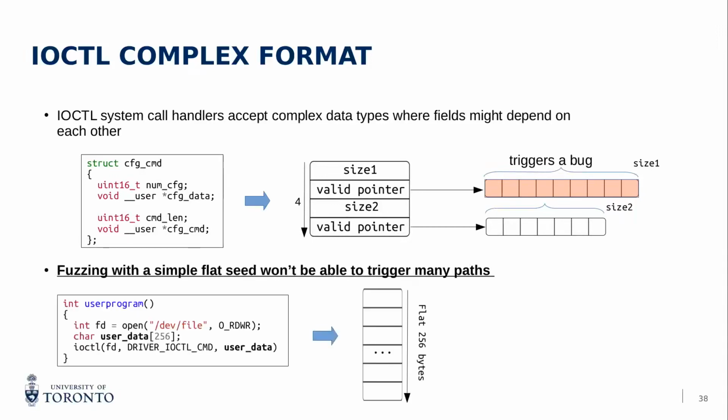In case we use a naive approach to choose fuzzing seeds, something like as shown below, and provide a flat random byte array as input during fuzzing, the driver won't find pointers at expected locations, and we won't be able to trigger many new paths.